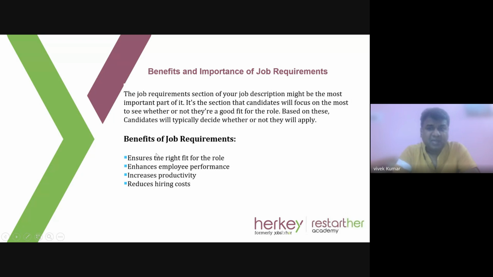Now, let's talk about the benefits of job requirements. The first benefit is quite obvious: it always ensures the right fit for the role. People who are applying would know that these are the skills and qualifications required for this job. So they will know whether they are the right fit for this job or not. Okay, so that's the first thing. The second thing is it enhances employee performance. Now, this is very, very important.